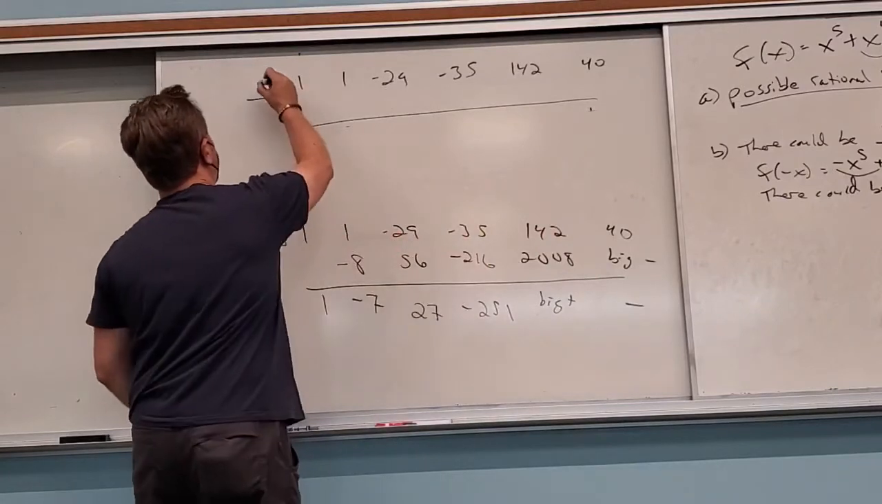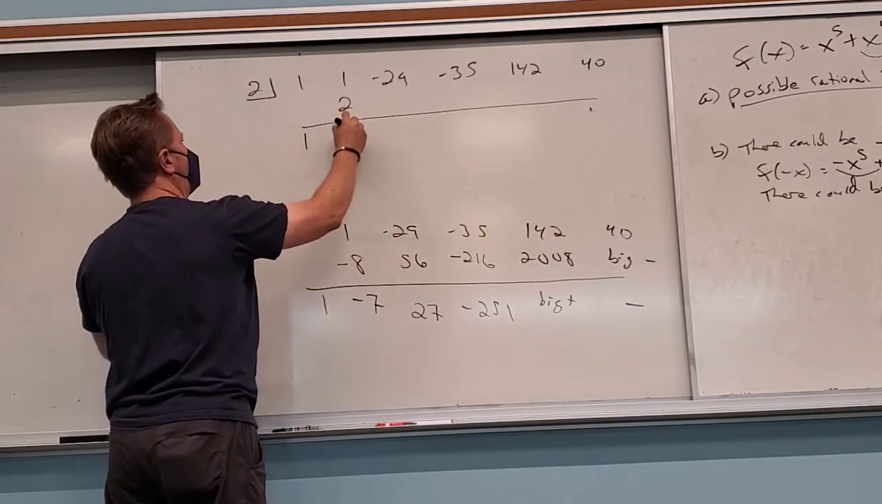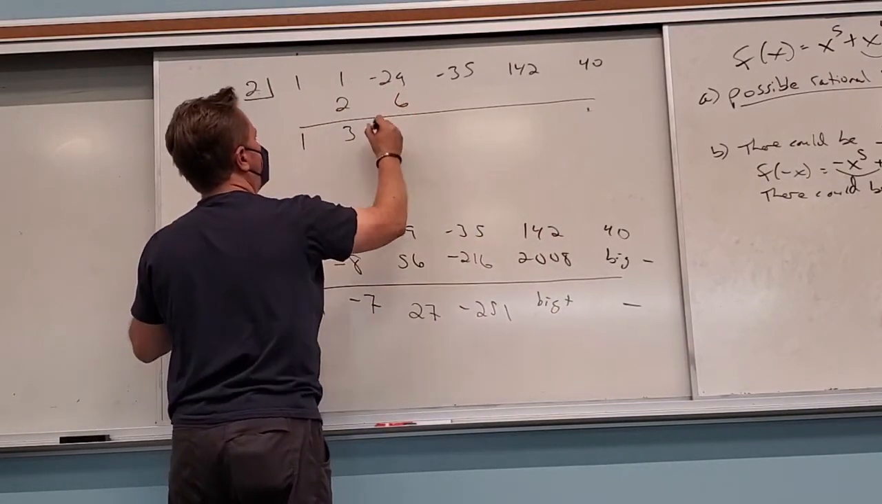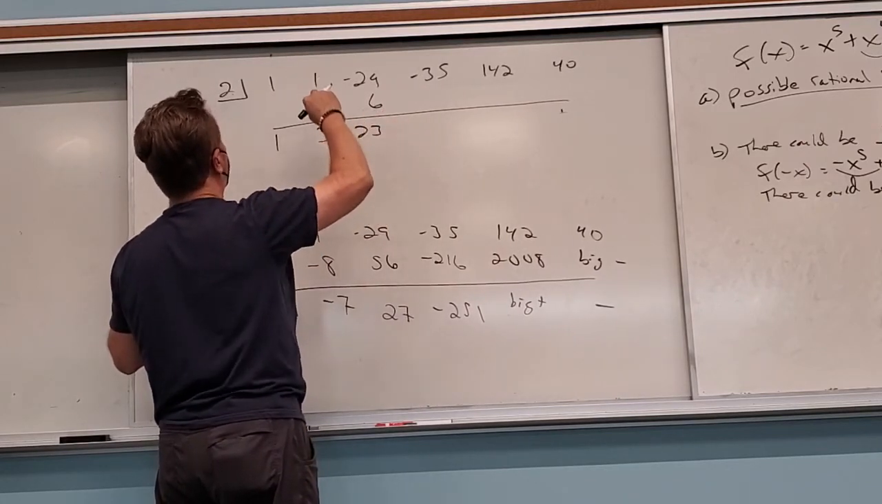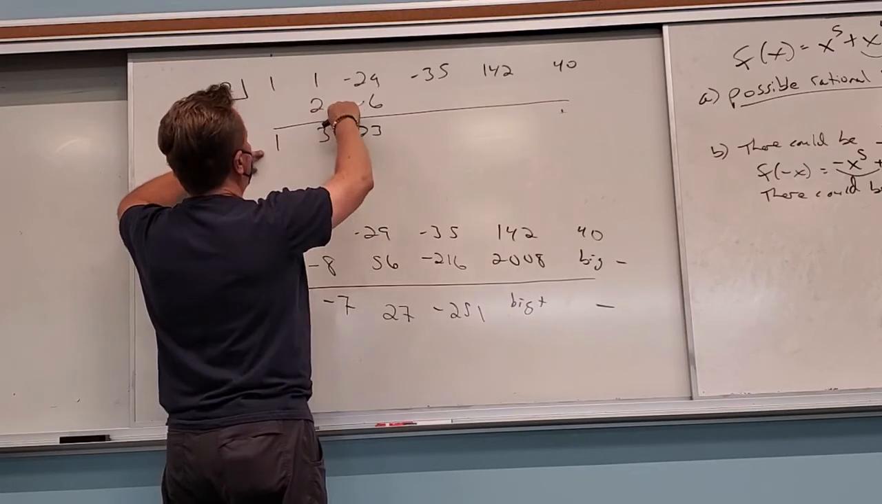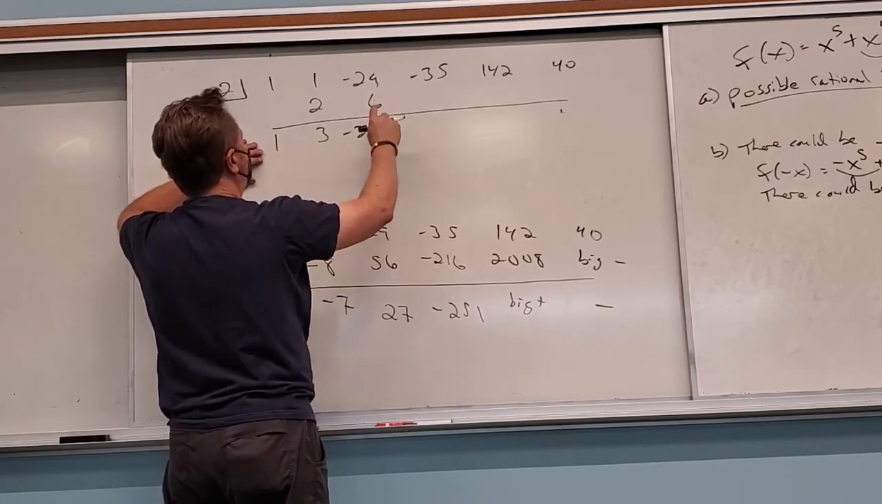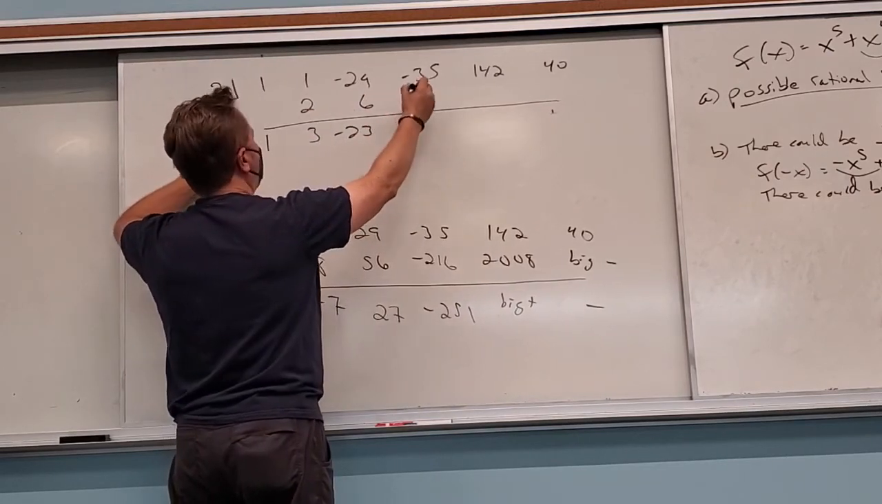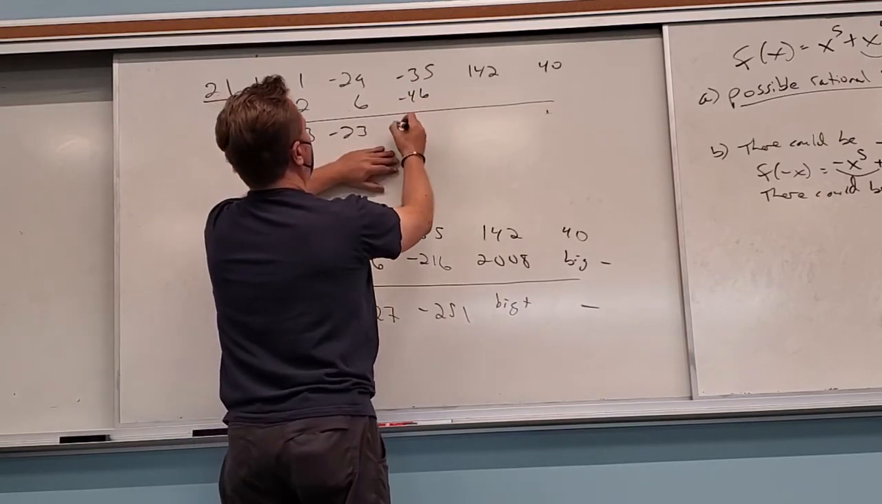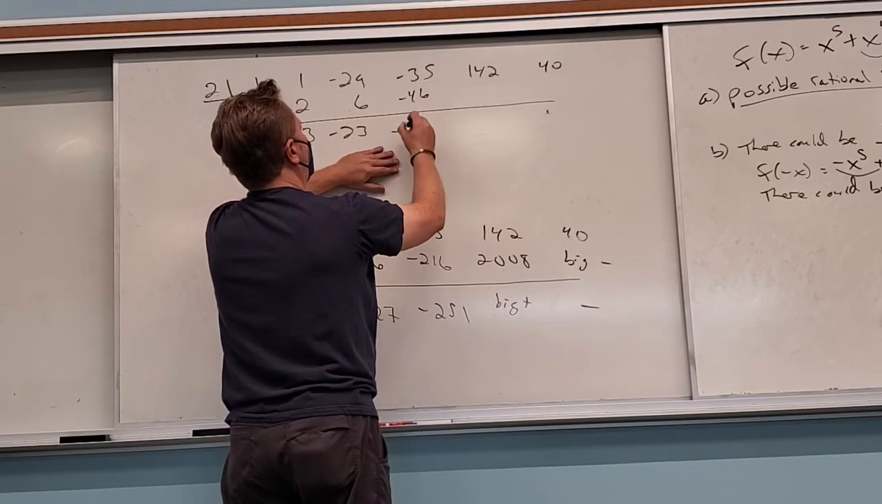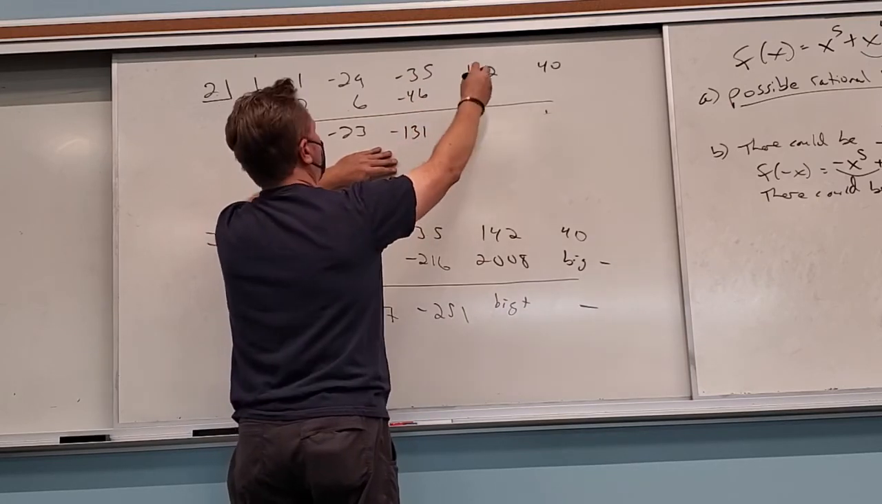Let's see. 2, 1, 2, 3, 6, negative 23. Really? Does 2 work? 1, 2, 3, 6, negative 23. You got 2 to work with, negative 46. It doesn't look like it's going to. Well, maybe it will. That'll be negative 131. I don't think so. No.